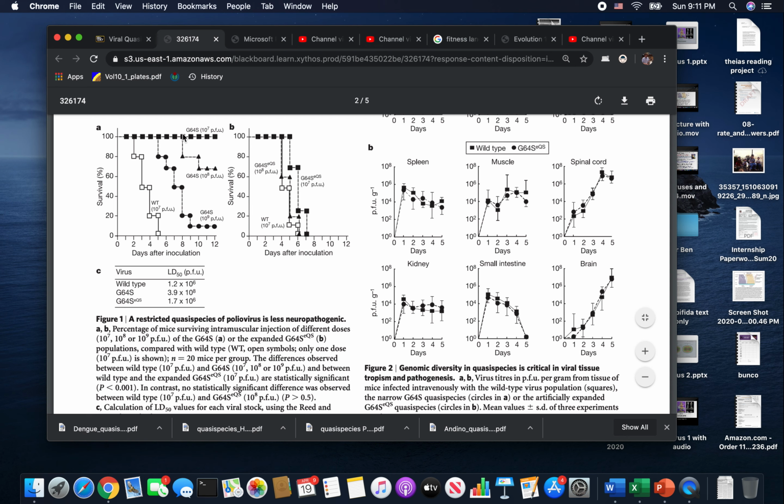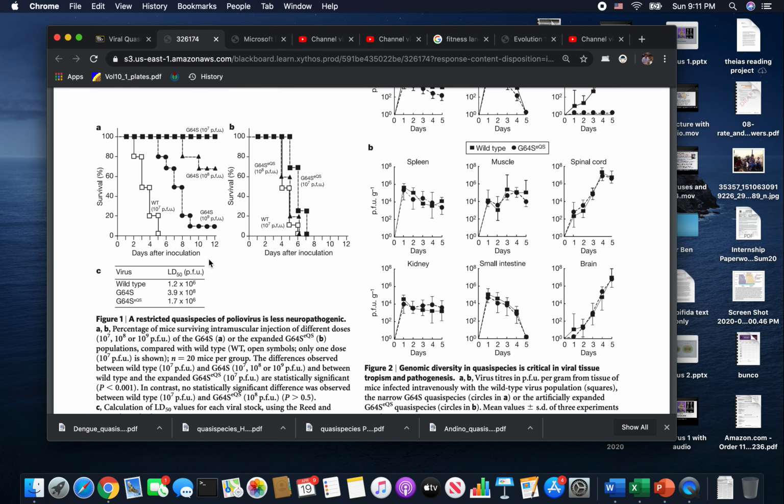And in this case, they took this G64S and they put in 10 times as much. You see, with 10 times as much, you can kill a couple mice, but not very many. And with 100 times as much, you can start to kill the mice. It takes several more days. It's like a long, slow process. And even in the end, there was one mouse that stood up to 10 to the 9th active viruses and was basically fine.